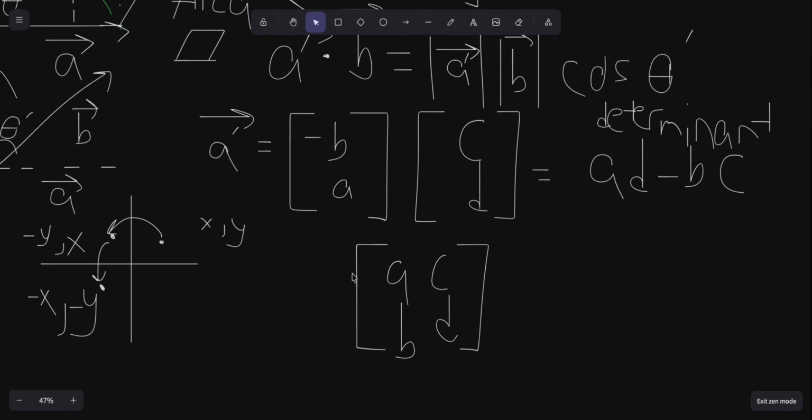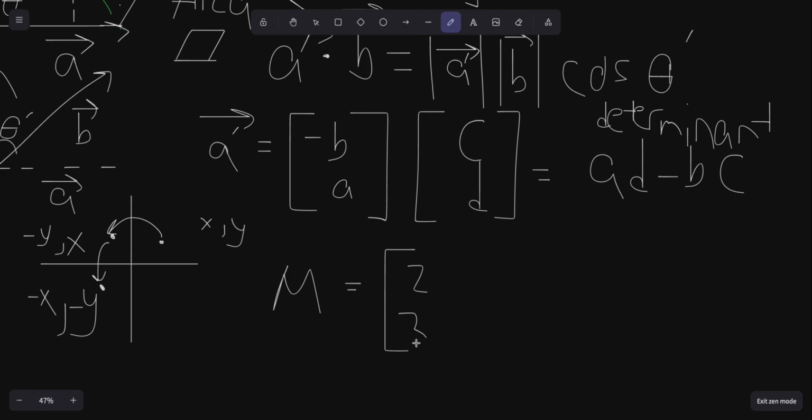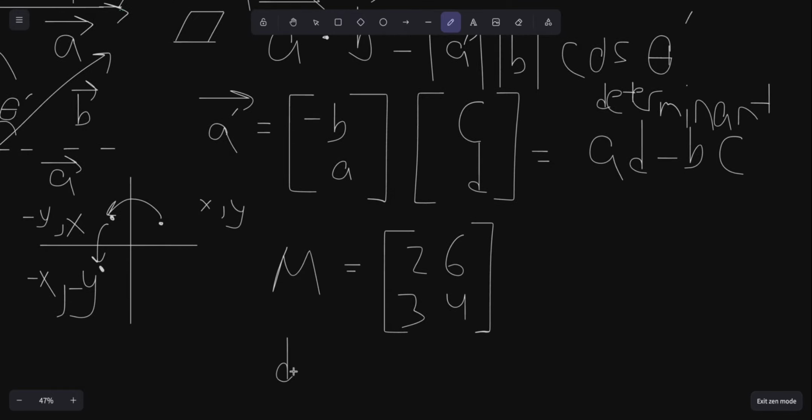So if you're given a problem where, let's say, you have a matrix M that's equal to 2, 3, 6, 4, and you want to find the area of the parallelogram formed by these two vectors, or you can view the first part of the matrix as a vector and the second part of the matrix as a vector. Well, the determinant of this matrix M is just going to be 2 times 4, which is 8, minus 3 times 6, which is 18, which is negative 10.